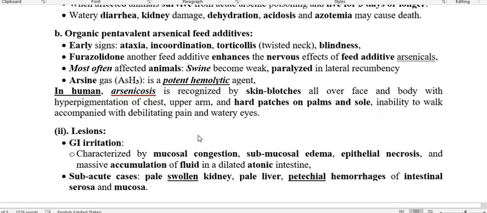So in the case of human beings, arsenic poisoning is called arsenicosis, and in this you will find skin blotches all over the face and body, that is hyperpigmentation of the chest and upper arm. Also you will find hard patches in the palm and sole. So this is about arsenicosis in human beings.